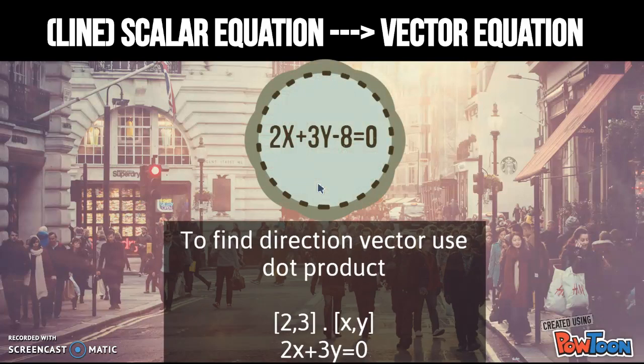First off, we're going to start off on how to change a scalar equation of a line to a vector equation. The scalar equation of the line is given as 2x plus 3y negative 8 equals 0. The coefficients for x and y are the normal to the equation. Therefore, we use the dot product to find the direction vector of the line, which gives us 2x plus 3y equals 0.